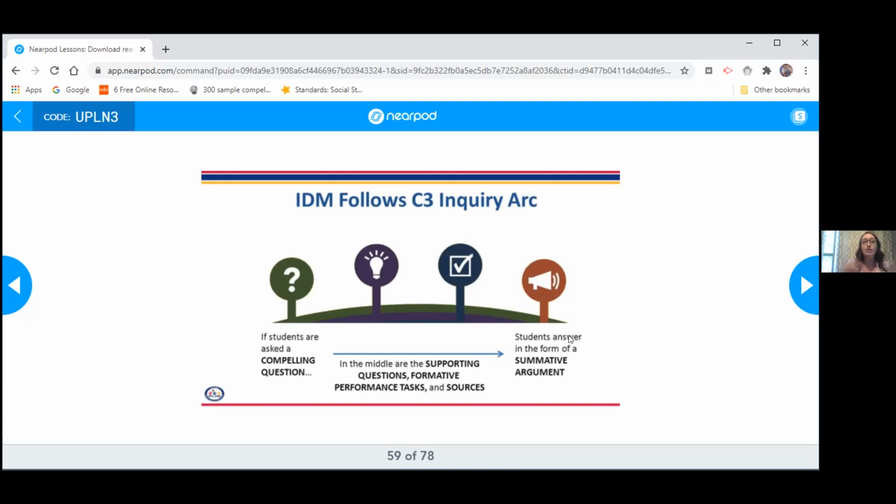But the whole point is students need to be able to utilize the sources and the tasks and the questions to answer that big question at the end and make an argument for that. And that summative argument is super, super important in our standards and also just in the focus of inquiry in general.